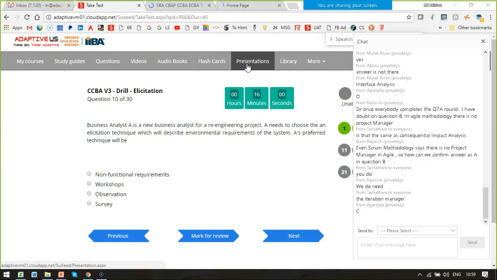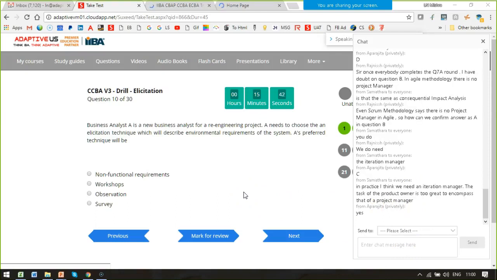Okay. Then Aparajita says C. Not so much. I think the best answer is Aparajita, or this is an old one, I think. Did you answer this one, Aparajita? Question 10? Or which question did you answer? Okay. No, it's actually NFR. NFR is one where you actually describe all the environmental requirements.